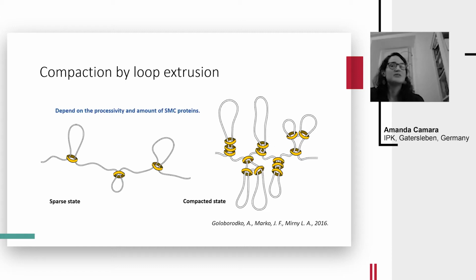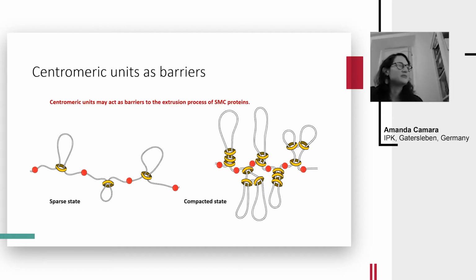And at least what I consider for the centromeric units is that they act as barriers or more as anchors to the SMC complexes. So when they are extruding the loops, whenever they find a centromeric unit, it stops there. And this simple concept would bring the centromeric units to form a line, being the center of this chromosome, and loops emerging from it.